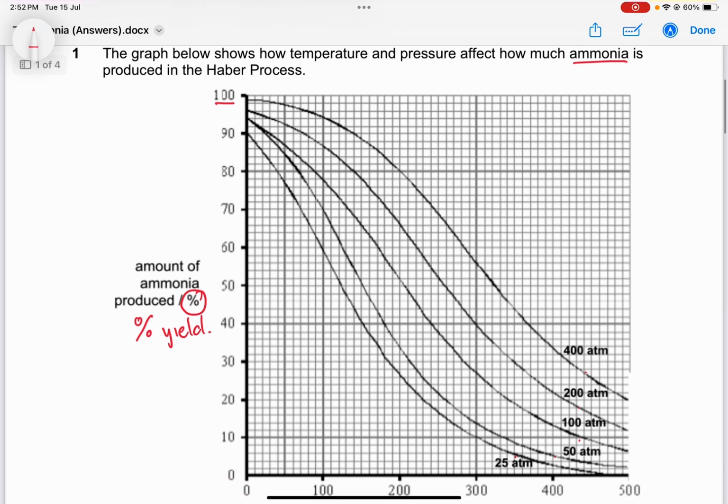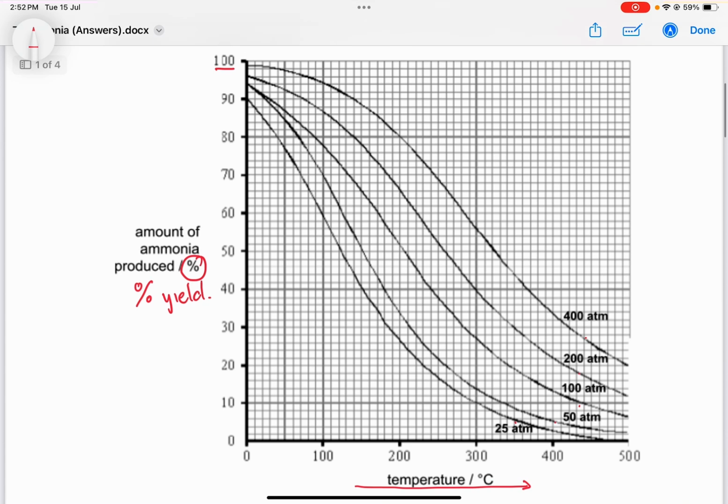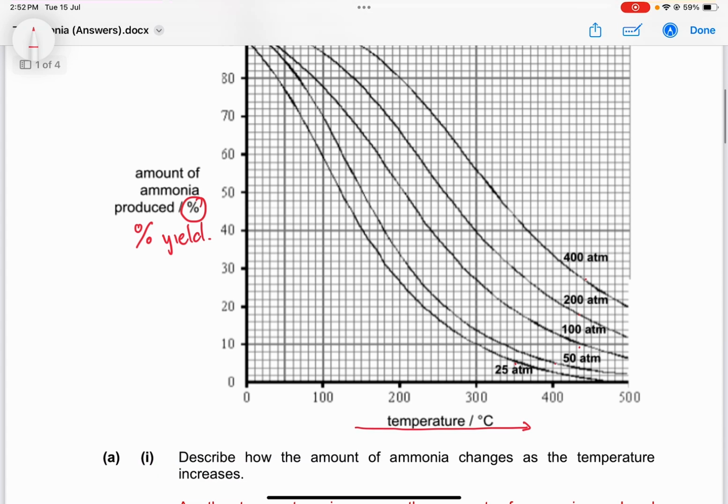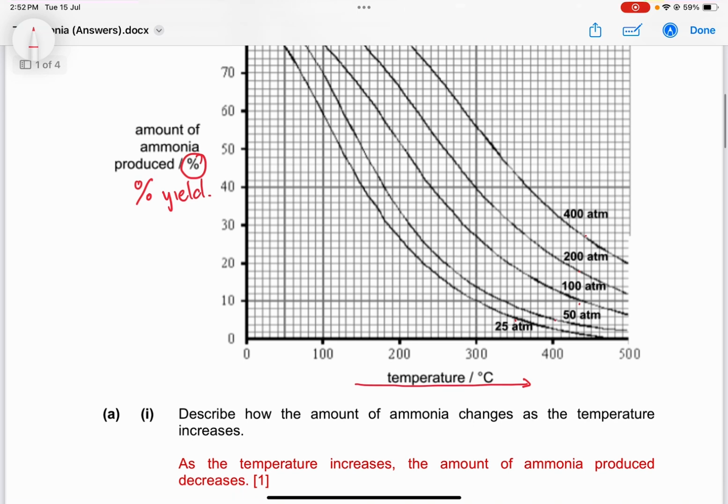Okay? So let's start on the question. Describe how the amount of ammonia changes as the temperature increases. So realize as the temperature increases, the ammonia percentage drops to a low percentage. In this case, they're just asking you to describe, there's no need to quote data. So all you need to do is say as the temperature increases, the amount of ammonia produced decreases. Okay? So I'm just using my y-axis and my x-axis and trying to determine the relationship in terms of increase and decrease.